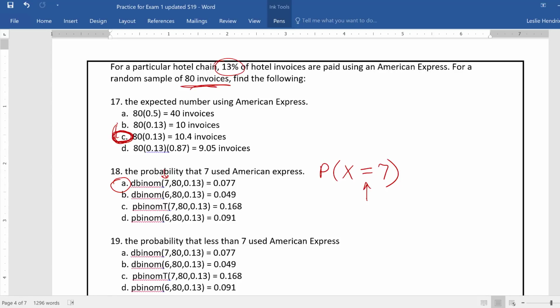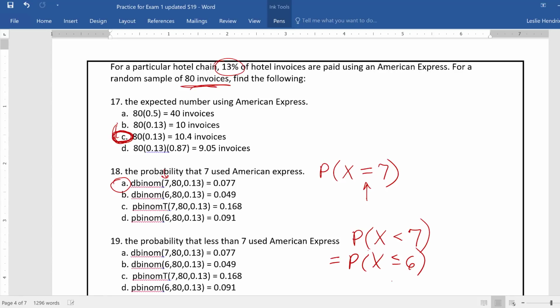Next, the probability that less than 7 use American Express. So let's take the English language and write that in a probability statement. That's the probability that that binomial random variable is less than 7. Now, we don't directly have a binomial function in R that does strictly less than, but we do have one that does less than or equal. So if you have less than 7 transactions that used American Express, that's the same thing as less than or equal to 6.